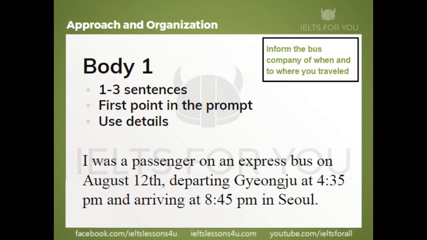Okay, obviously I live in Korea, so I used Korean cities, but feel free to use whatever cities that you want to use. Okay, and I just made up a date and I made up 2 times as well. All right, and this covers our first point, when and to where.